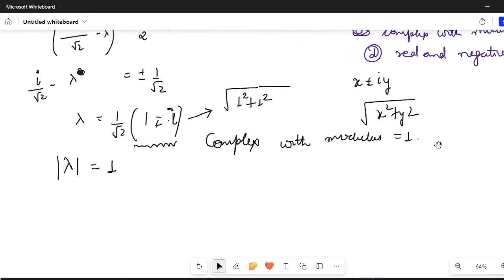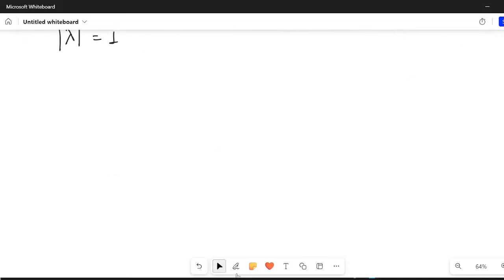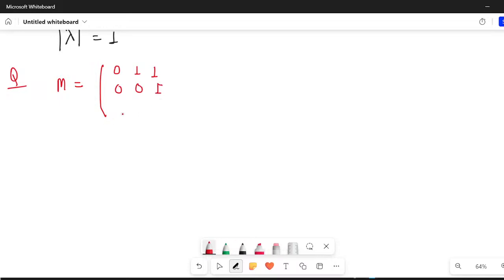Now let us do another problem. The problem says: find the inverse of the matrix M. So matrix M is given by 0 1 1, 0 0 1 and 1 0 0. So this is your matrix. We are told to find the inverse of M.